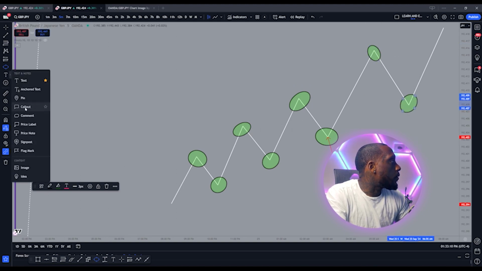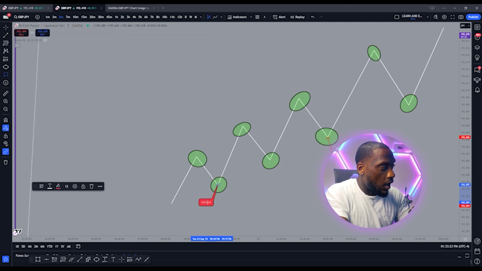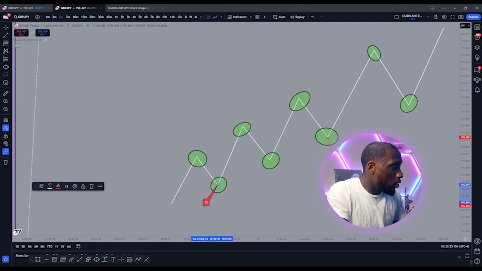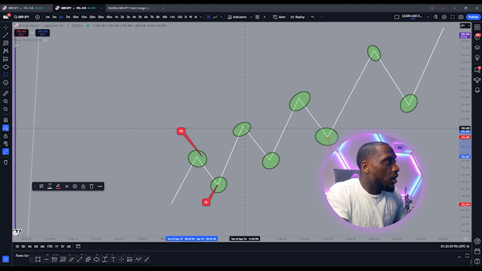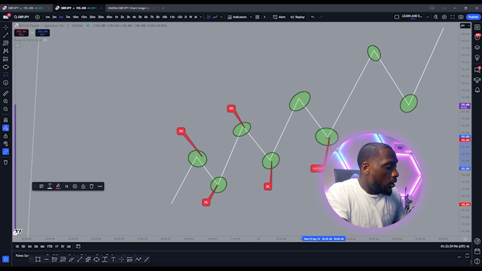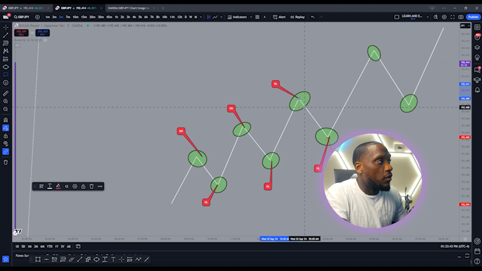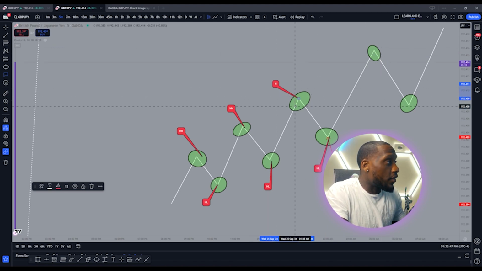And again, these down here are the higher lows. And then these right here are the higher highs. Higher highs, higher lows, right? Now, this is the ideal trending market. This is the ideal trending market as far as the perfect scenario.